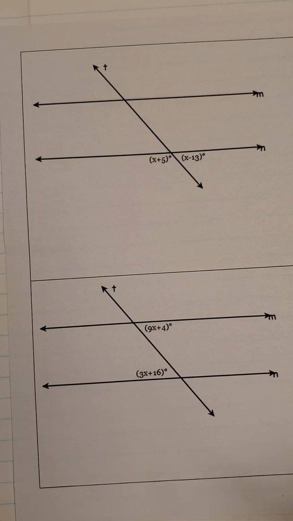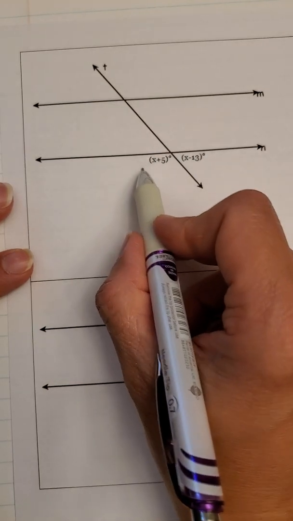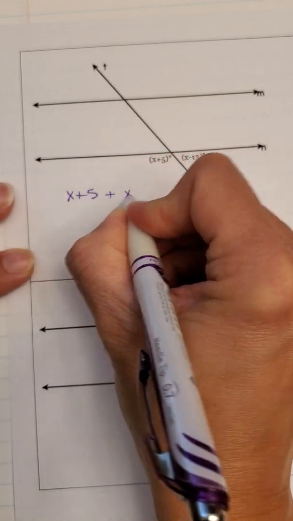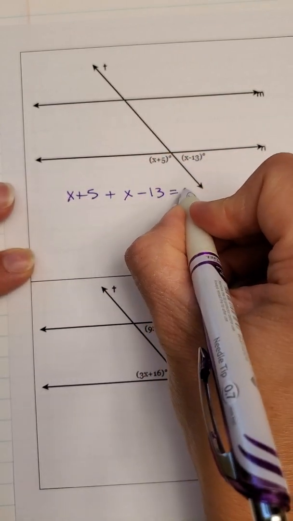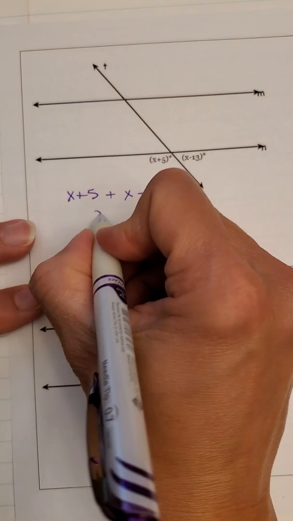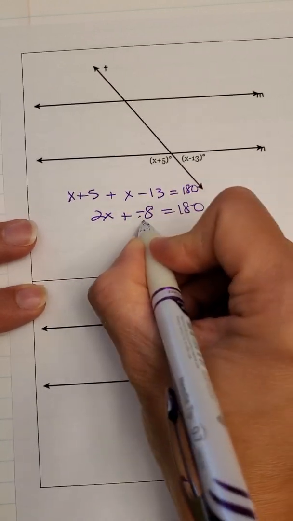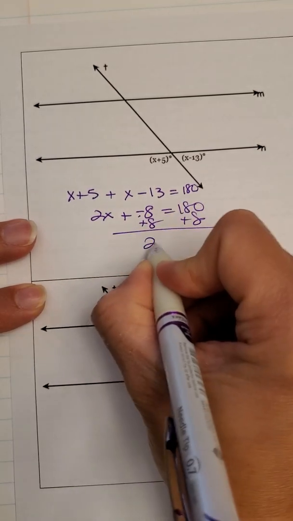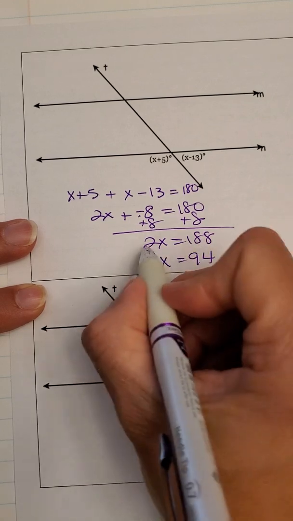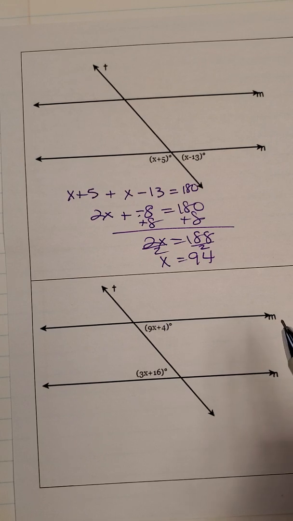Okay, welcome back. Hope you paused. These make a straight line, right? That means they have to add up to 180. So I set up my equation accordingly. I say, oh, well, then x plus 5 plus x plus 13 equals 180. So x plus x is 2x. That's 18 plus... that's 8 equals 180. So if I add 8 to both sides, I get 2x equals 188. So x must equal 94, because 2 goes into there. If I divide both sides by 2, 9 times, it goes into 18.